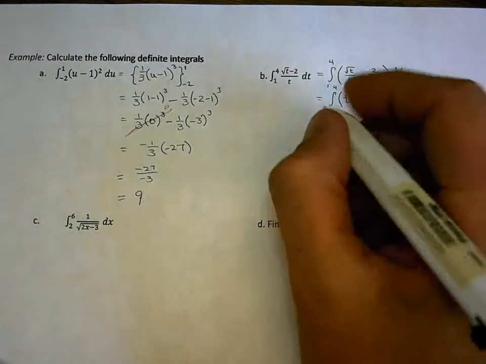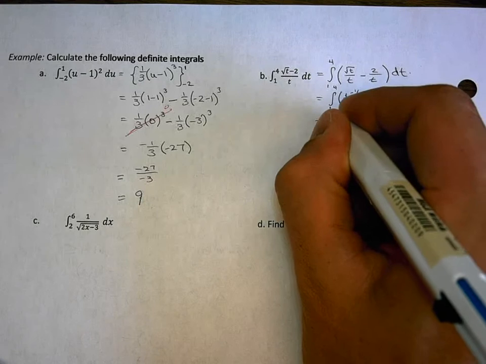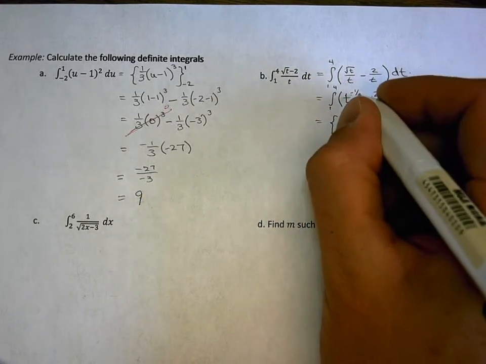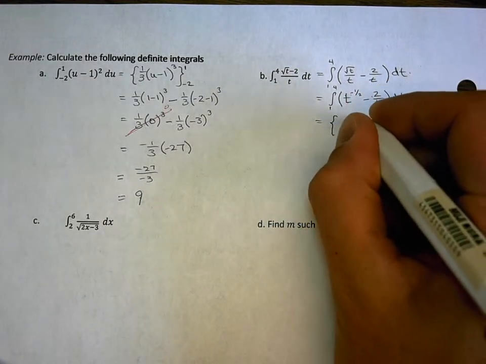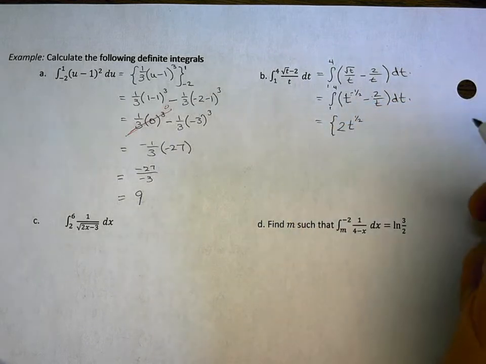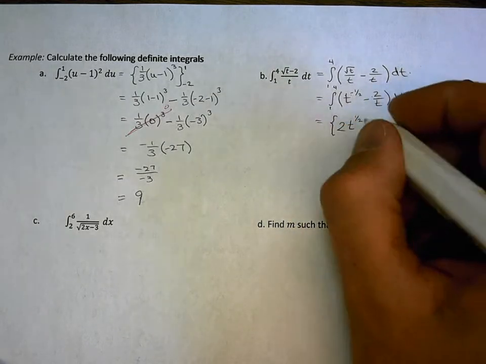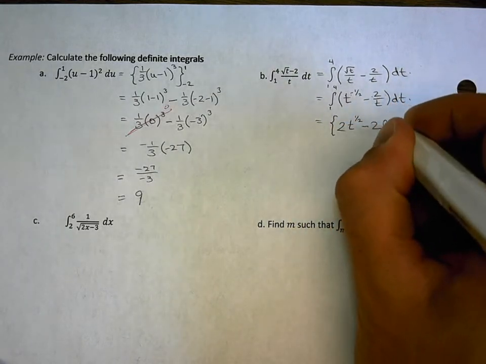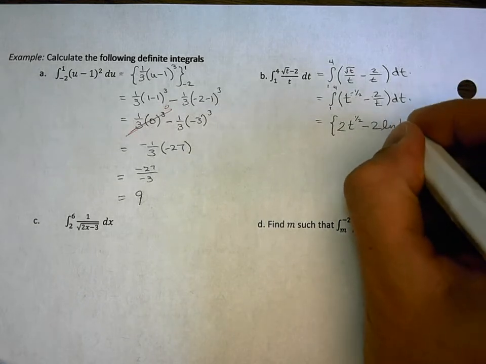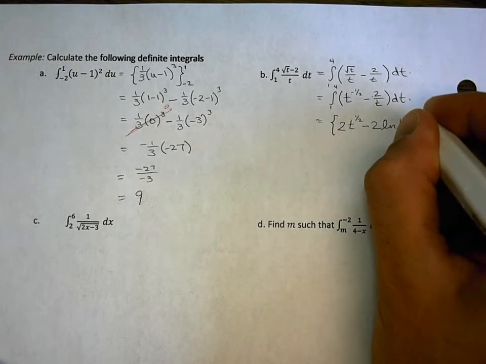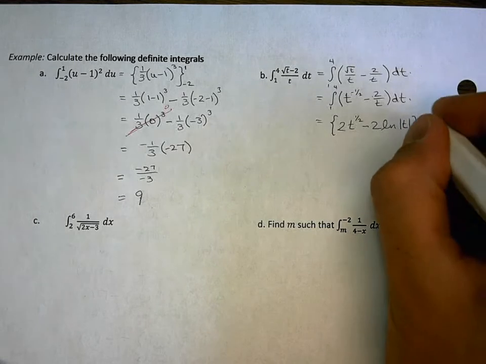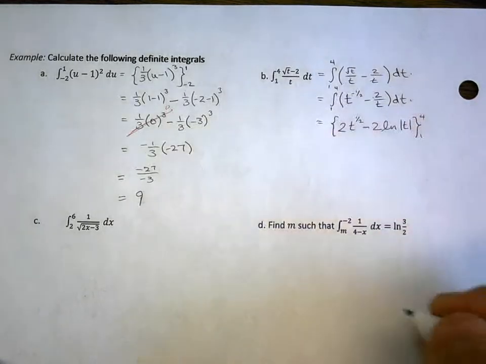Okay, now let's find some definite integrals. Well, let's find the antiderivative first. So this is going to become t to the half. That means I need a 2 in front. This, don't be confused, don't be tricked. This is 2 ln absolute value t. And then we have my bounds 4 and 1.